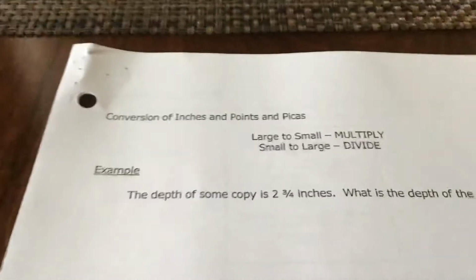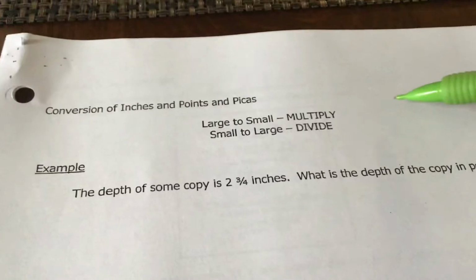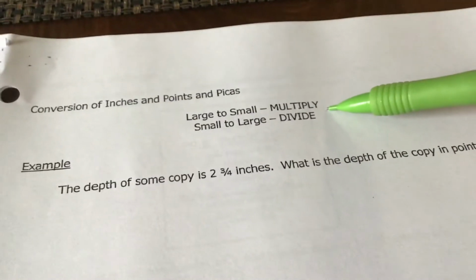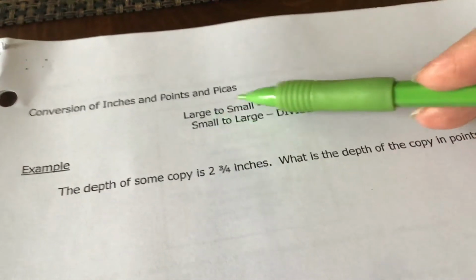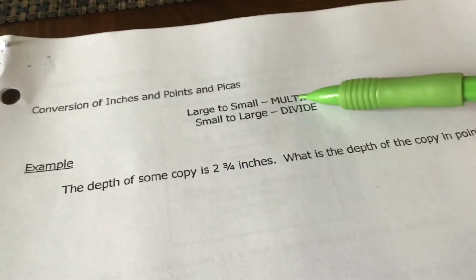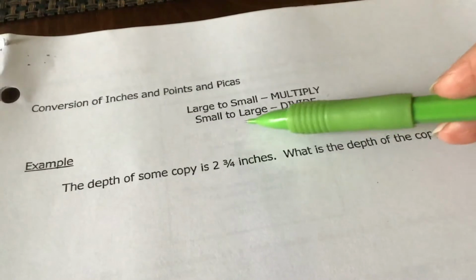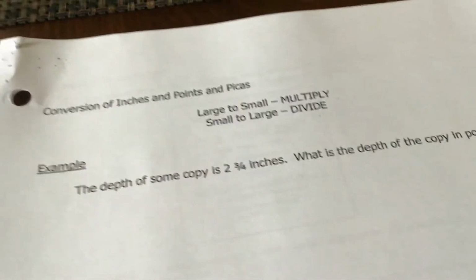On your next page is the conversion method that we're going to use. This is very straightforward: if you're converting from a larger unit to a smaller unit, you're going to multiply, and from a small unit to a large unit, you're going to divide by something.